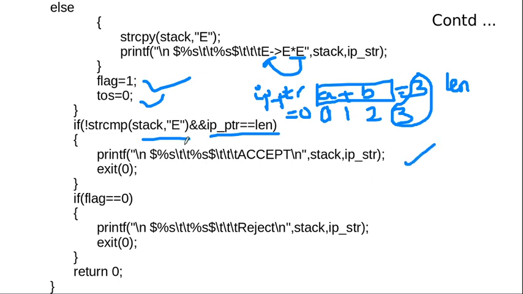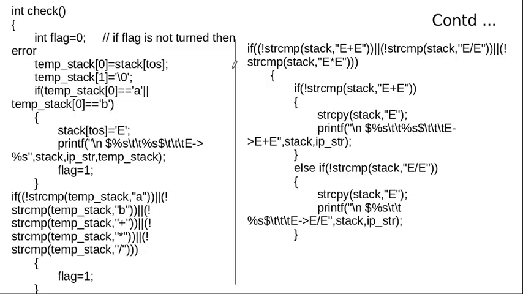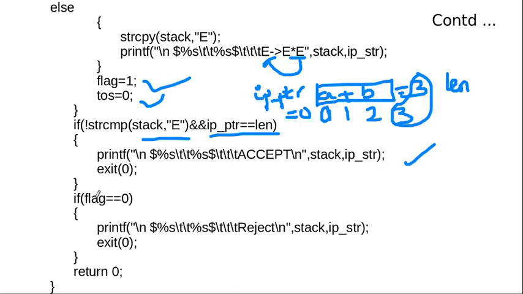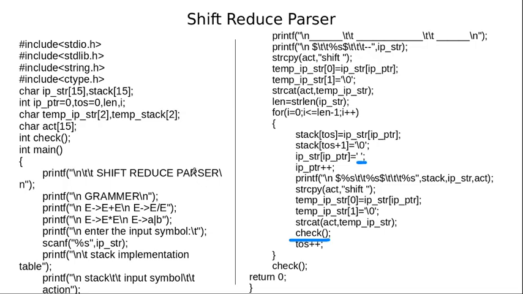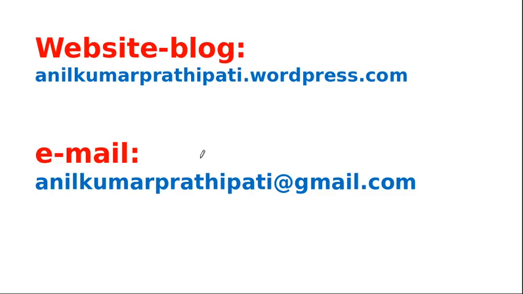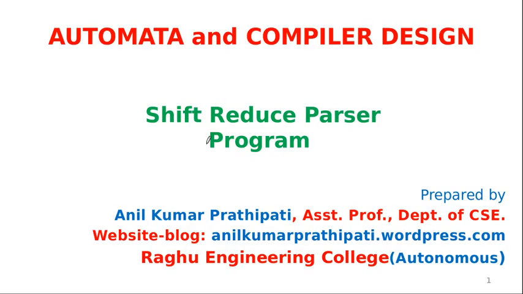If it is not, with the help of my flag value, if the flag value does not turn, that means it must be an error. So that's why I'm verifying: if flag equal to 0, it must be an error. So this is the program for the shift reduce parser. Now we are going to execute it once.